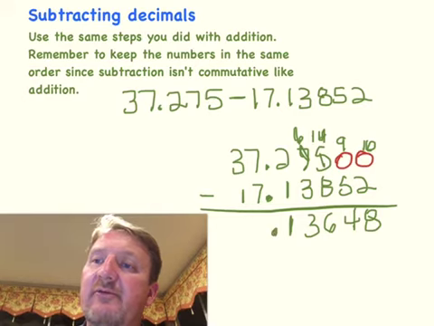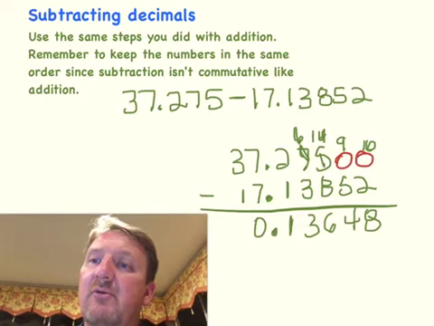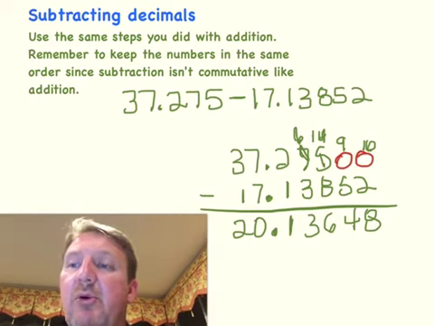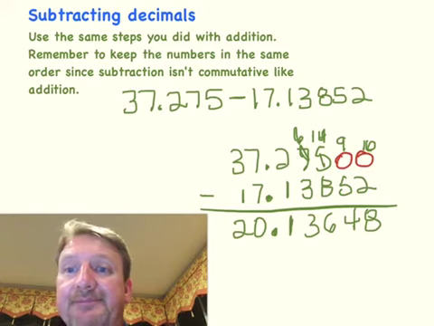Decimal point. 7 from 7 is 0. 1 from 3 is 2. So my final answer is 20.13648. All right, that's the basic idea of how to add and subtract decimals.